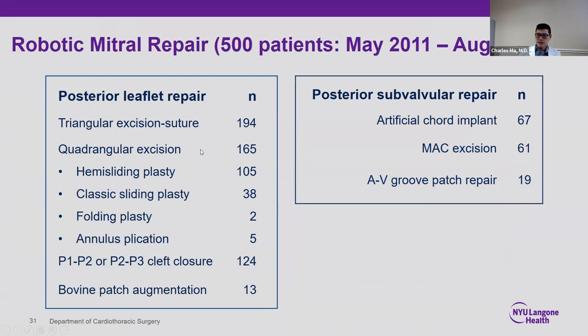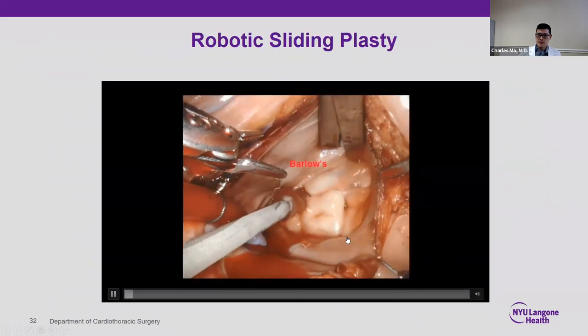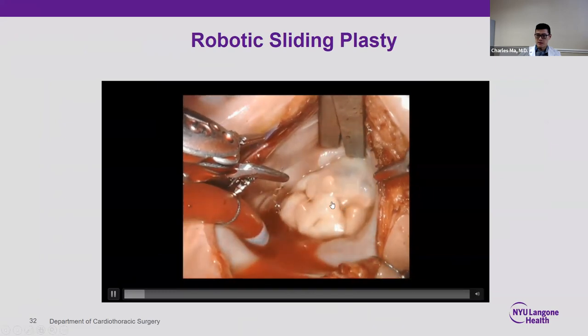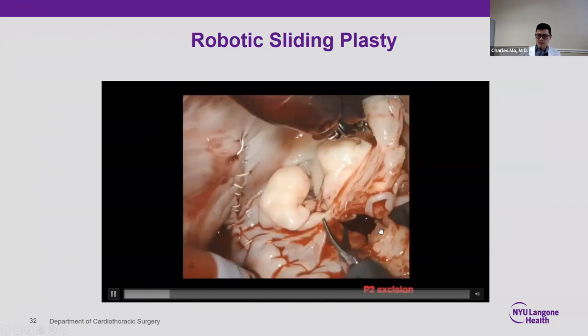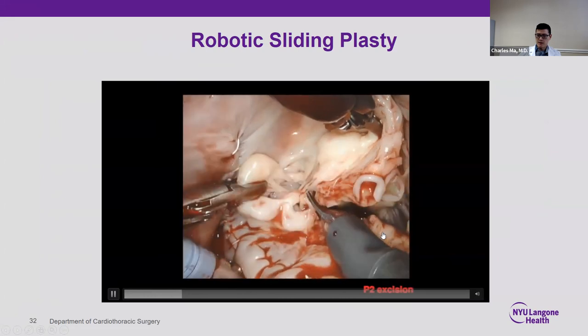The techniques were replicated. You see, we did simple triangular excisions. We did sliding plasties that reduced the height of that posterior leaflet. He even debrided the mitral annulus, which sometimes had calcium, and repaired that and reconstructed that with a patch. Also artificial cords, which I'll illustrate later on, but that was also a technique in the armamentarium of robotic repair options. And here's an example of a robotic repair. You see the visualization is improved. This is also classic Barlow's with posterior prolapse of P2. It's a P2 excision of the prolapsing segment.